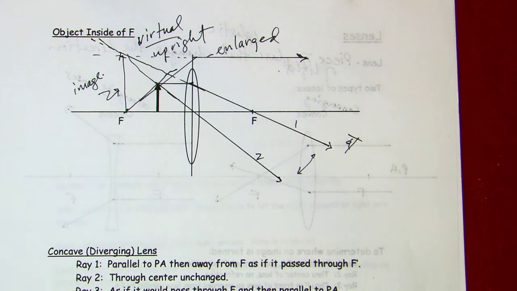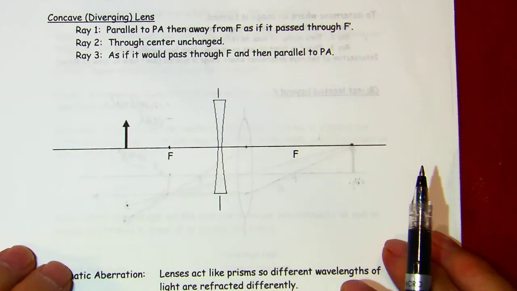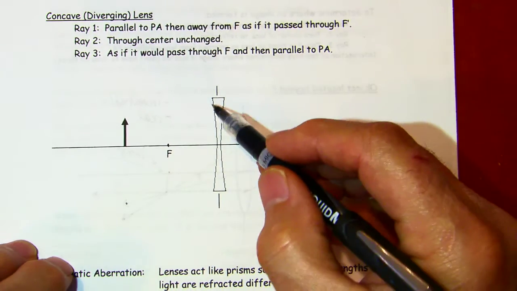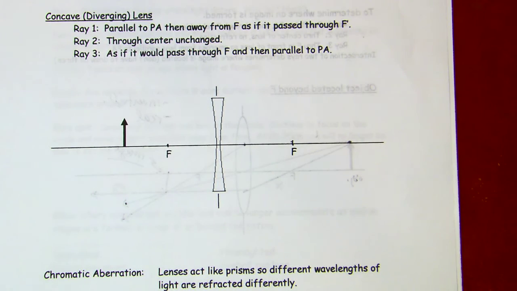Okay, one other kind of lens, and that is the diverging lens or concave lens. And again, there's two focal points. One on this side for this part of the lens and one on the far side for that part of the lens. And they're going to have similar sorts of behavior.